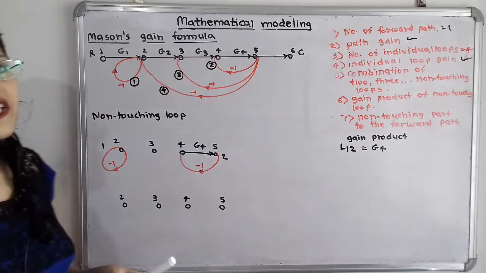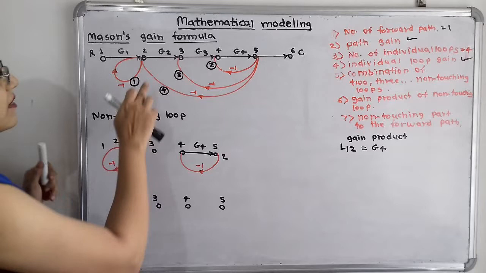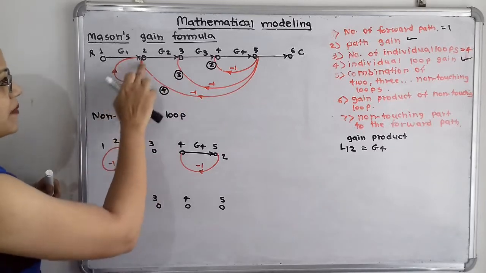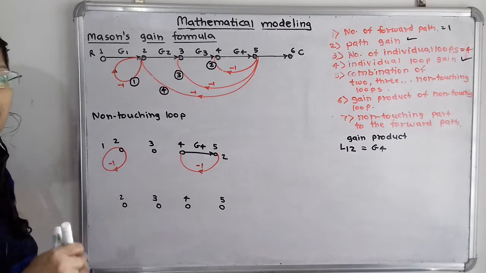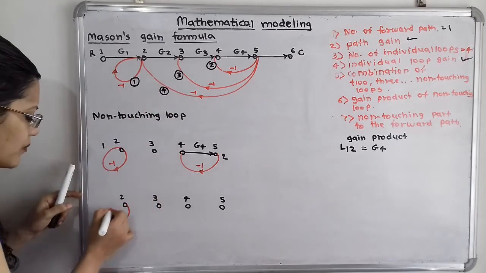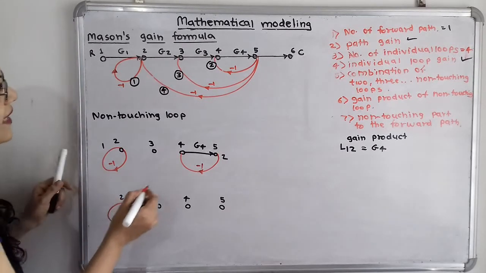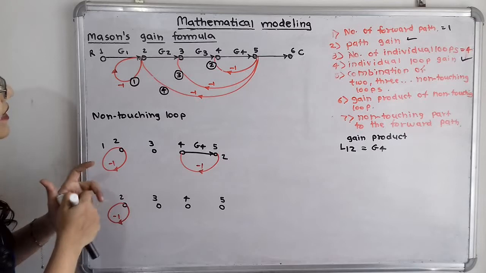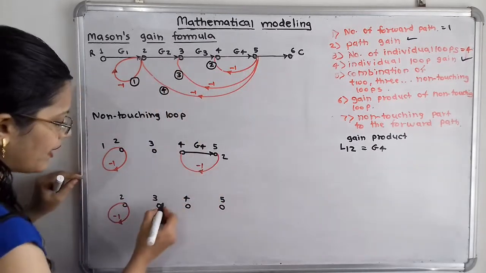Now we will move to the next combination. Now again, if we observe here, there is the combination in between this loop 1 and loop 3, because these two loops are also not touching each other. So I will show here the loop 1 at this node 2 with gain -1, and then the loop 3, that is we have to show it is starting from node 3 to 5.